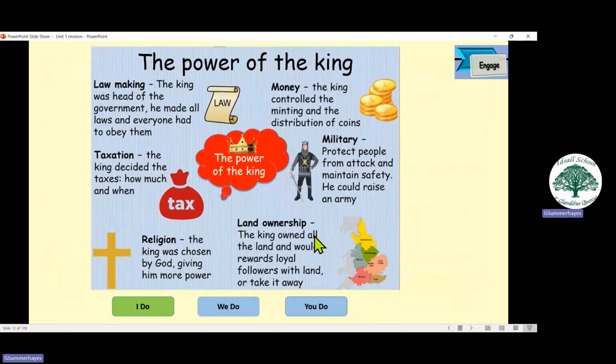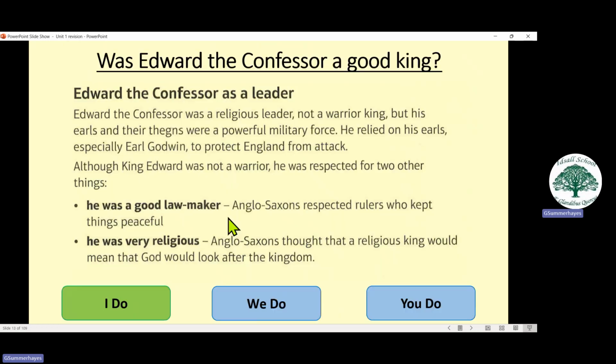That's just a little bit more of a graphical representation of what we just looked at. The other one that's added there is religion, because the king was chosen by God. That gave him the basis of his power. Now, Edward the Confessor, who is king when we start our course, was a very religious leader, hence the name Confessor, because he confessed his sins.